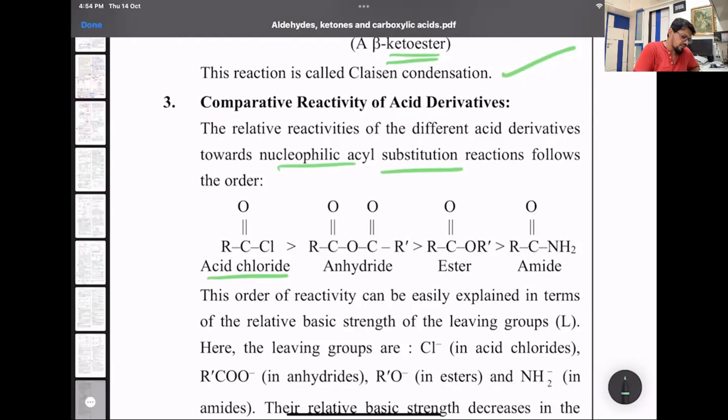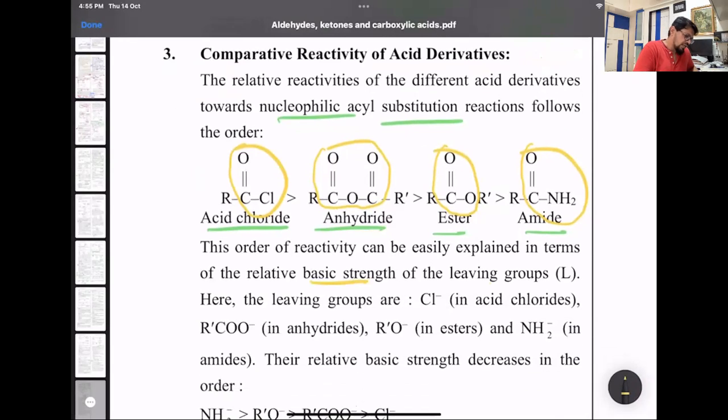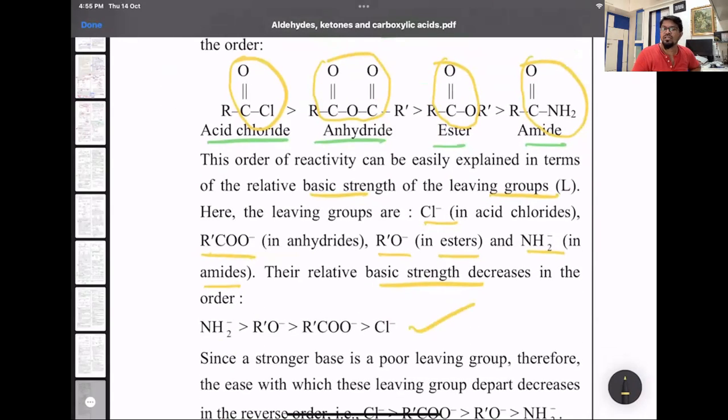Acid chloride is more reactive than anhydride, then ester, and then amide. Know the groups. Acid chloride is COCl. Anhydride is CO-O-CO. Ester is COOR. And acid amide is CONH2. It is on the basis of the basic strength of the leaving group. So the leaving groups are chloride, RCOO minus, RO minus in ester, and NH2 minus in amides. And the relative basic strength is, now this basic strength is with respect to the Lowry-Bronsted theory. Proton donor is an acid, proton acceptor is a base. So on that basis, we have this reactivity order.